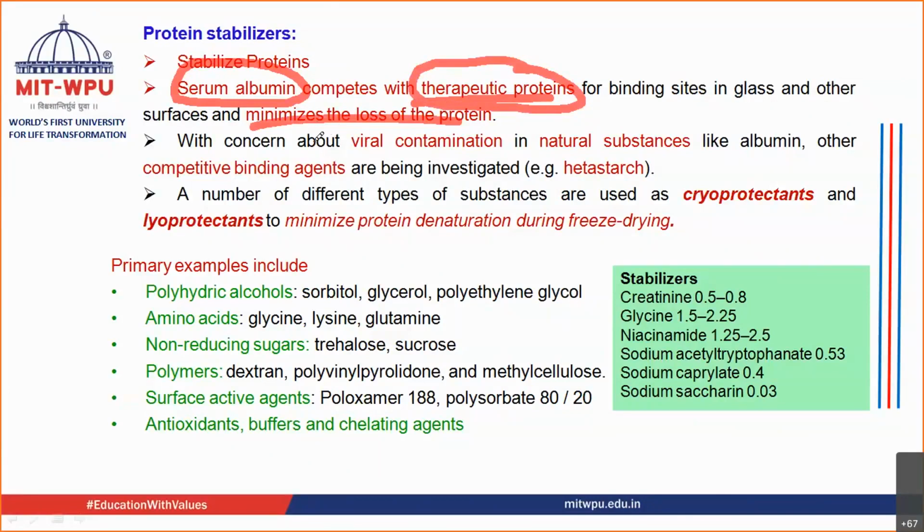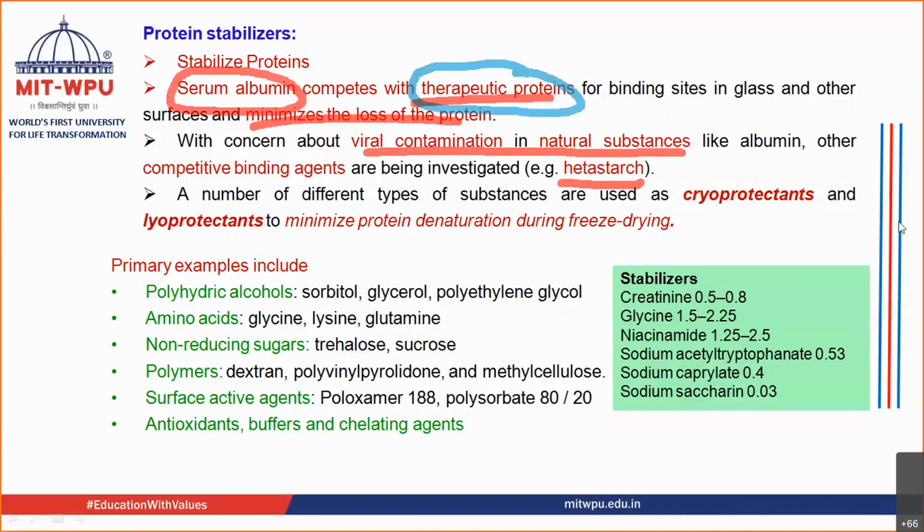Right? Understood? Now, there is a viral contamination risk in natural substances such as serum albumin, etc. When you're using this preparation, viral contamination is a major factor, for example, in albumin or in some other kind of substances. Hence, other types of substances that stabilize the protein are being investigated. For example, hetastarch. Hetastarch is one of the substances added to the protein preparation, which itself undergoes competitive binding and protects your therapeutic protein.